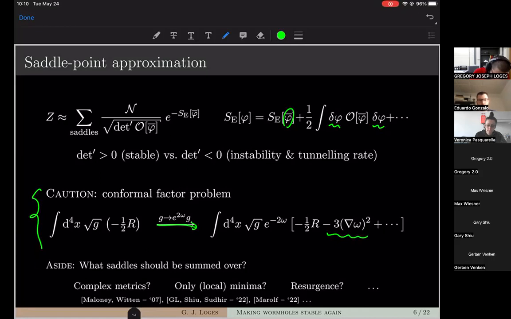And then just as an aside, you can ask the question of, if I find a collection of saddle points, a whole bunch of different classical solutions which all satisfy the boundary conditions, which saddle points should I sum over? Should I include complex metrics? Should I stick to Euclidean solutions? Should I only sum over minima, or should I include proper saddle points as well? So we have a section in our paper discussing this for the axion-gravity system and the three-form gravity system, but let me not discuss that here.